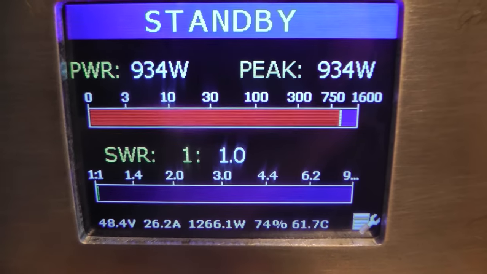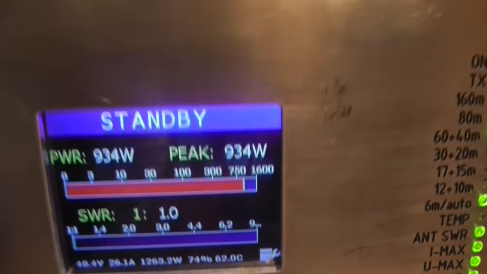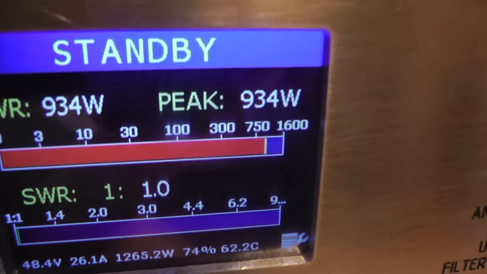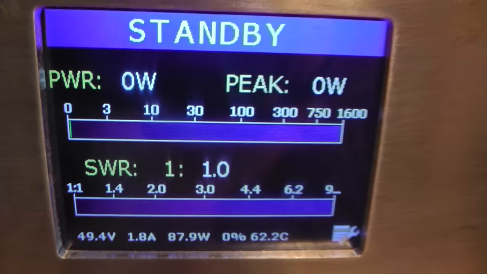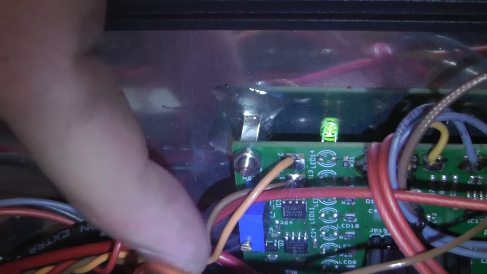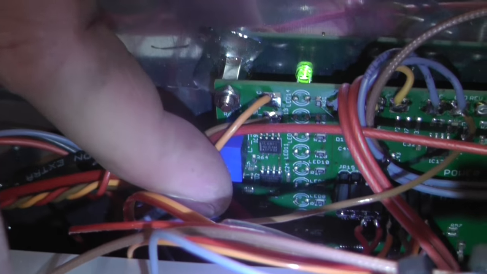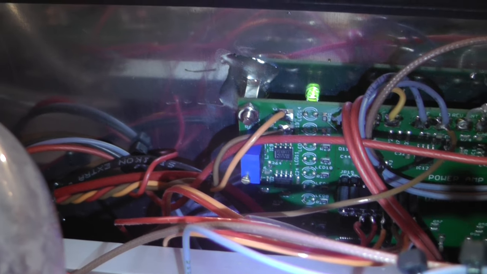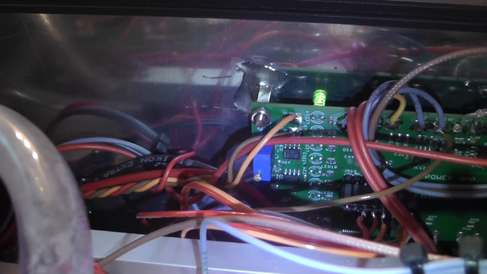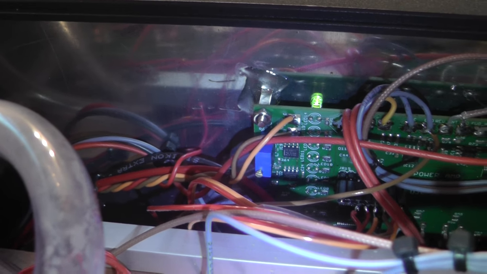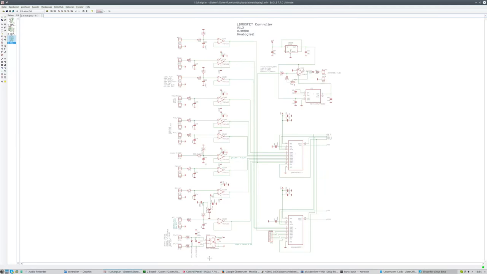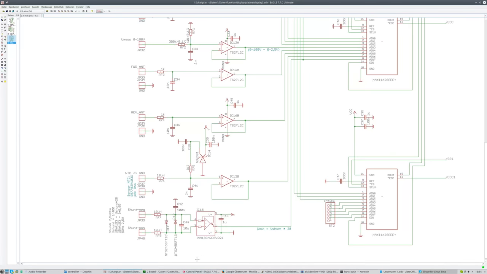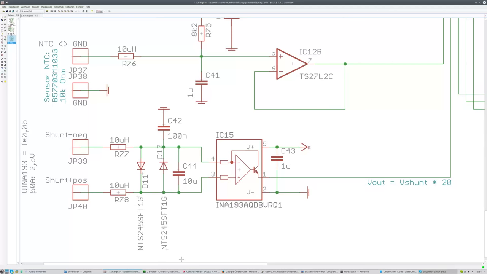This is a very important security feature in addition to the protection diodes at the gate of the transistors. The ALC measures the current consumption of the amplifier and reduces the drive power if it exceeds a limit. And this limit can be set with this trimmer here in a wide range of about 20 to 50 amps. So finally, let me show you how that works in the circuit diagram.